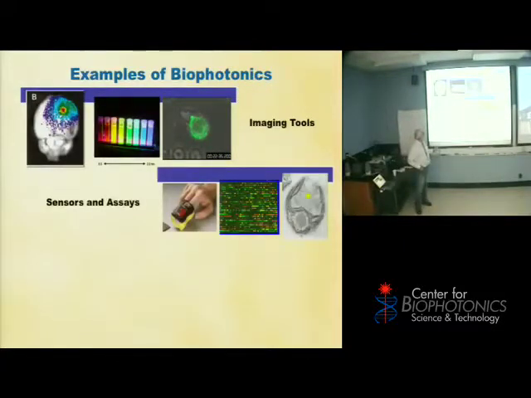Sensors and assays are another area of biophotonics. Everything from using a pulse oximeter. If you've ever been in an emergency room, then probably the first thing they stick on your finger, first thing they stick on you, period, is a pulse oximeter. That's to make sure that you are not suffering from some sort of malady that's reduced the blood oxygen level.